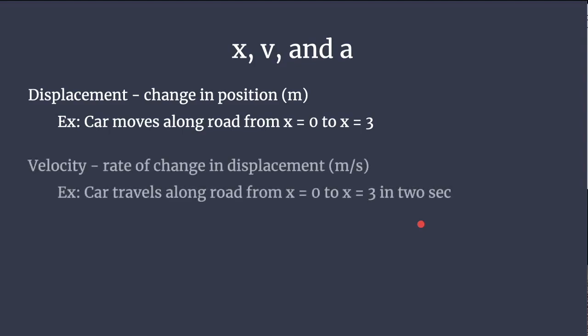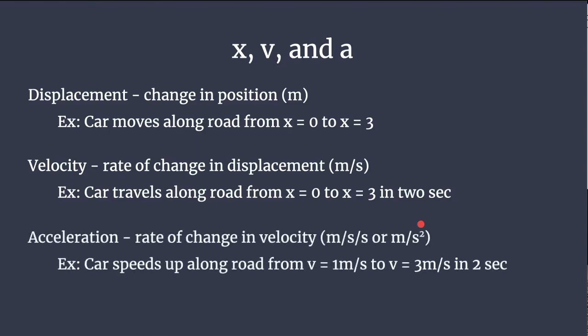After displacement, we have velocity. This is the rate of change in displacement with respect to time. For example, I could run 3 meters per second east. Next, we have acceleration, which is the rate of change of velocity with respect to time, like accelerating 1 meter per second eastward. Each level of this is the rate of change of the one before it with respect to time.